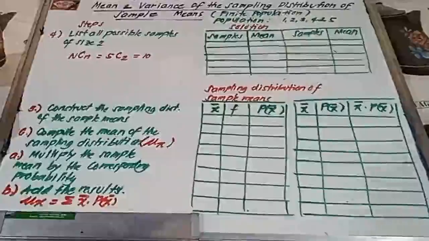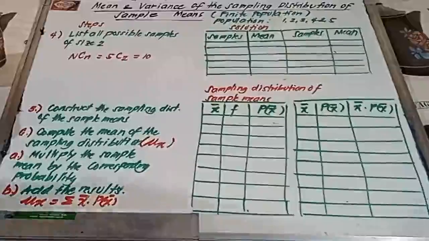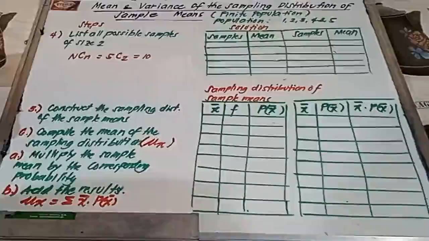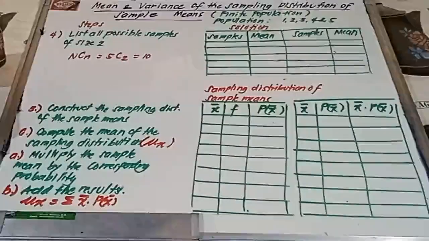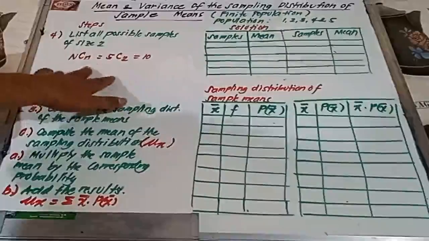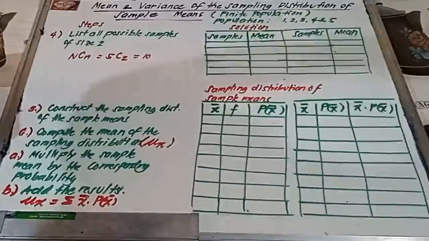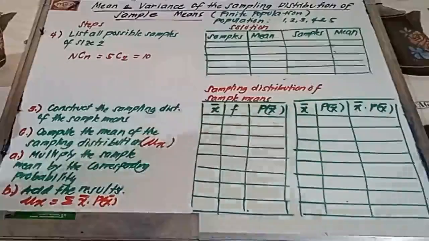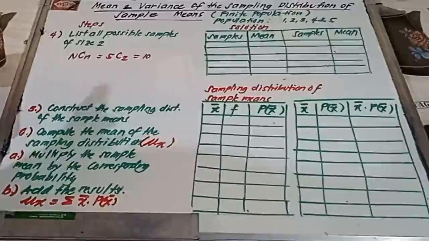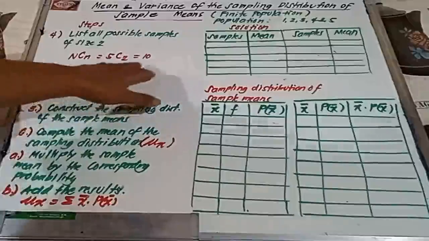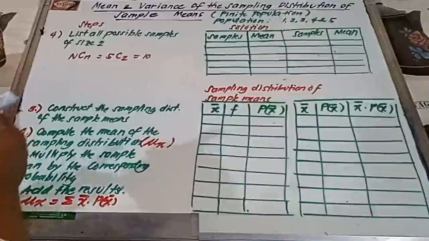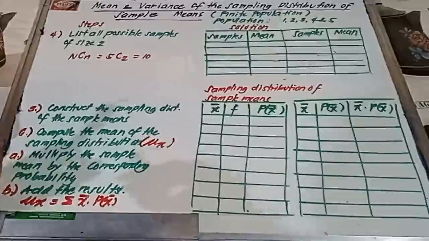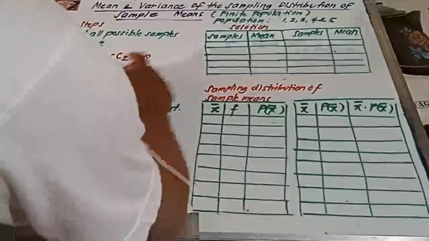The fourth step in finding the mean and variance of the sampling distribution of sample means says we're going to list all possible samples of size 2. And remember, the number of ways that we can draw a sample of size 2 from the population of 5 is 10. So, ibig sabihin, meron tayong 10 samples. Ano-ano yon? Samples of size 2 ang kukunin natin.